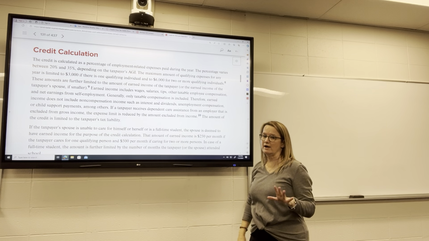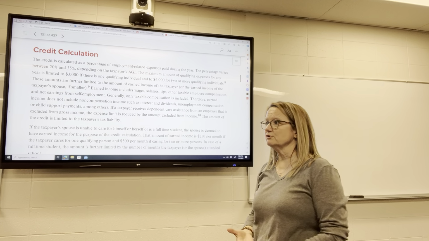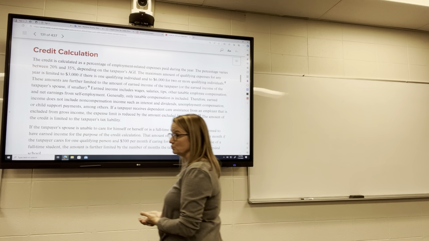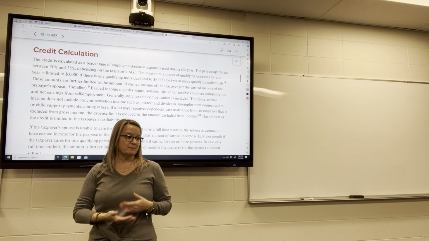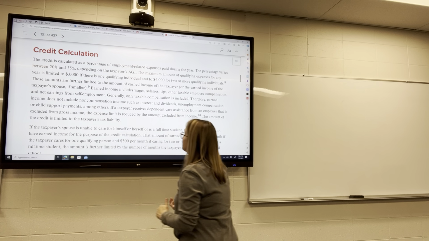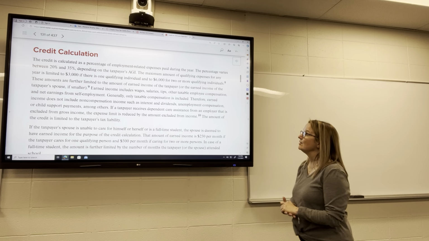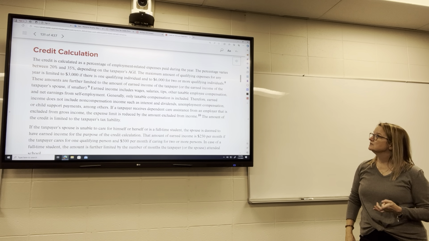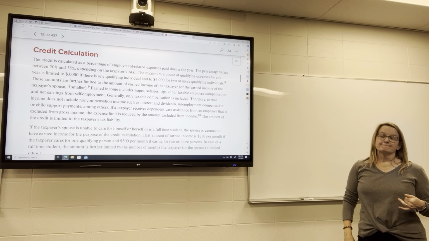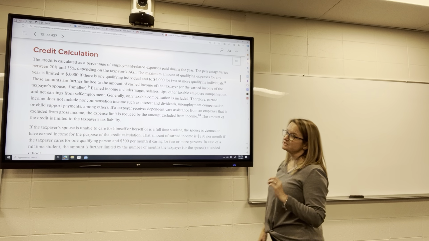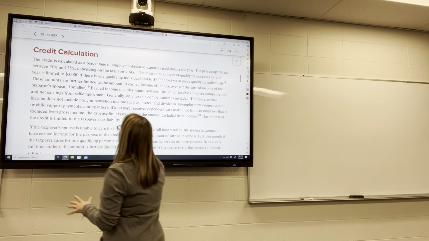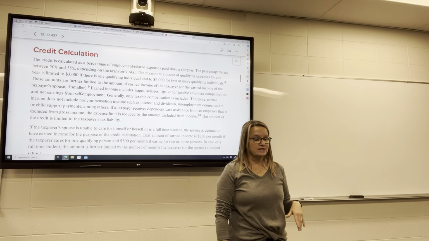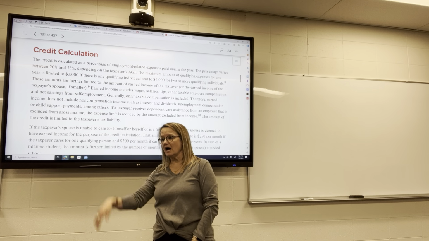All right, so how do we calculate this credit? So we know only certain expenses are going to qualify, and only certain individuals qualify as dependents for purposes of this credit. So it is calculated as a percentage of employment-related expenses paid during the year. That percentage ranges from 20% to 35%, and it depends on AGI. The lower the AGI, the higher the percentage.